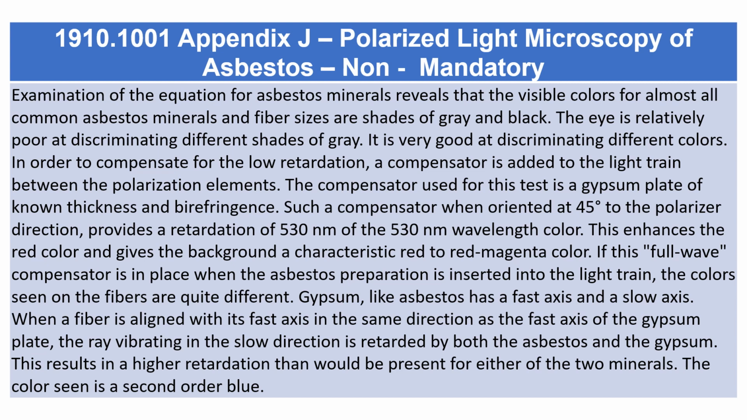This enhances the red color and gives the background a characteristic red to red magenta color. If this full-wave compensator is in place when the asbestos preparation is inserted into the light train, the colors seen on the fibers are quite different.